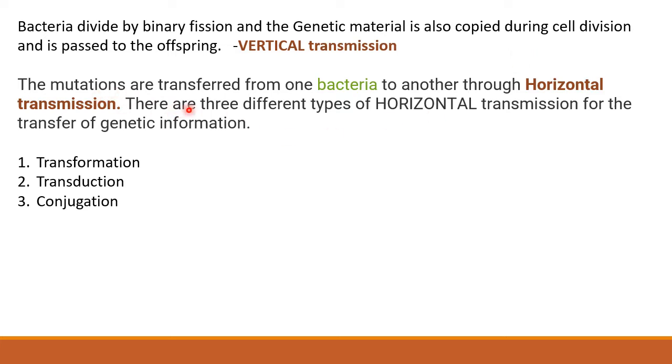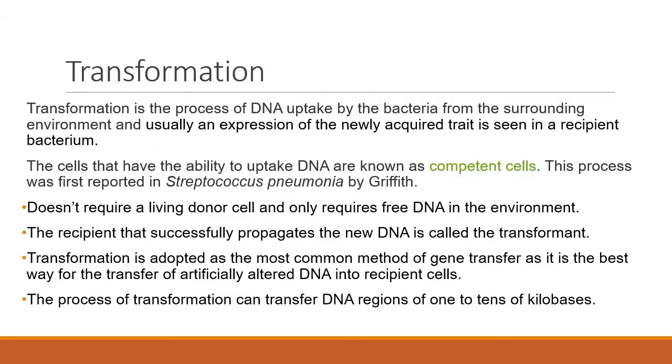The mutations are transferred from one bacteria to another through horizontal transmission. Now this is not found in each and every bacterial cell. Mutations are random and the frequency can differ. So the transmission of mutations from one bacteria to another is known as horizontal transmission. There will be slight changes in the genetic material. Generally there are three different types of horizontal transmission for the transfer of genetic information: transformation, transduction, and conjugation.